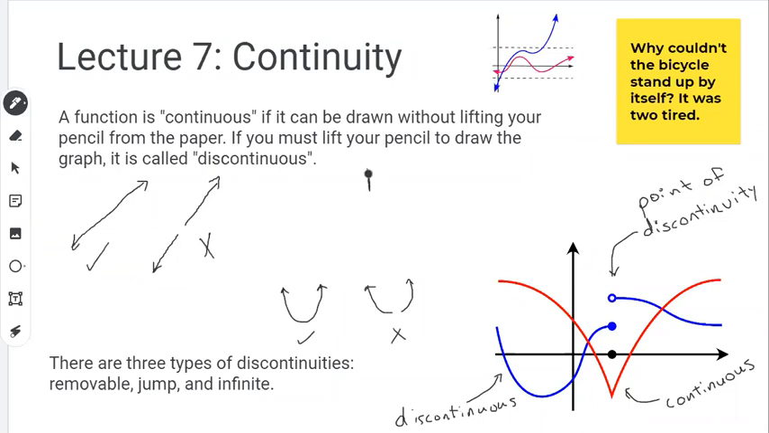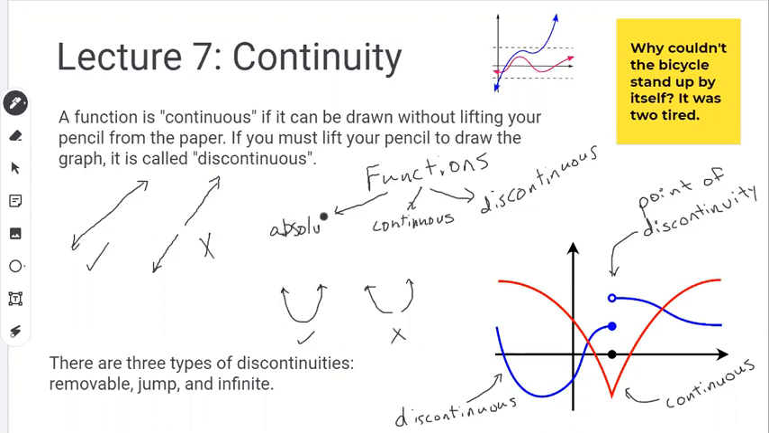So all functions are either going to be continuous, or they're going to be discontinuous. And if you have any gaps in the domain or any gaps in the range, we say that it's discontinuous, right? There's actually also a third option. A function could also be what's called absolutely continuous.